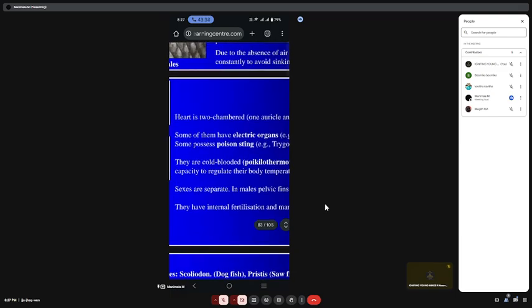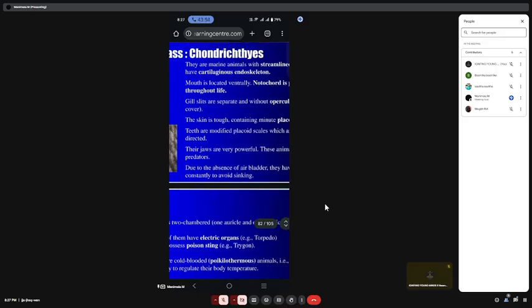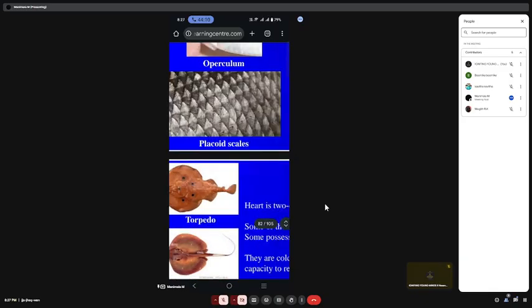The body is streamlined, and the heart is two-chambered. The air bladder in this animal is absent, so they have to swim continuously and constantly in the water. If not, they can easily sink inside the water. The jaw is very powerful, and these animals act as predators. The teeth are modified into placoid scales, which are backwardly directed. This is placoid scales.